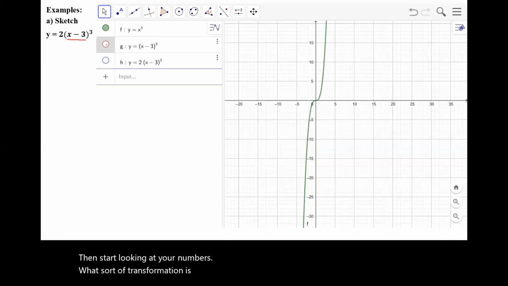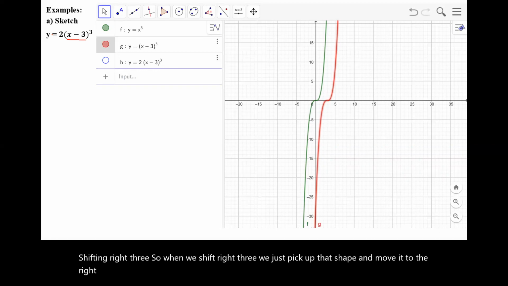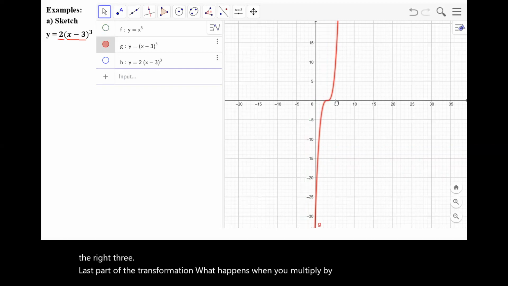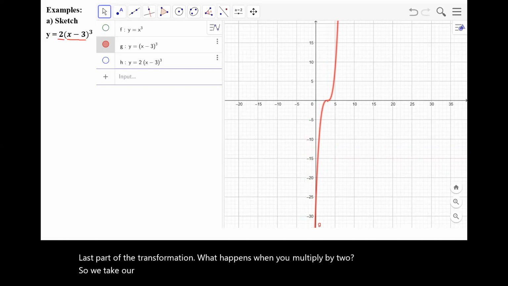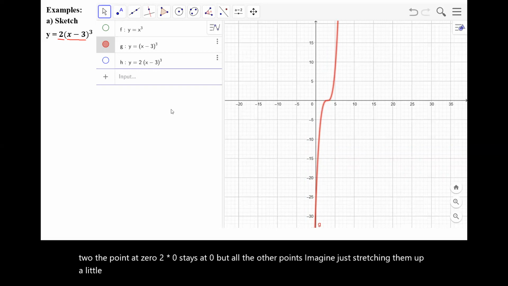Shifting right 3. So when we shift right 3, we just pick up that shape and move it to the right 3. Last part of the transformation, what happens when you multiply by 2? So we take our most recent version of the graph, shifted right 3, and when you multiply by 2, the point at 0, 2 times 0, stays at 0, but all the other points, imagine just stretching them up a little bit and pulling these down a little bit faster. And there's our final answer.